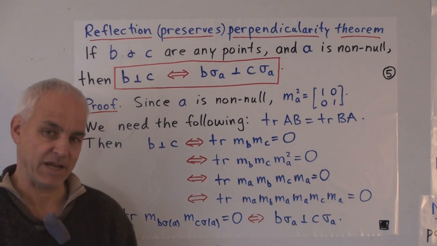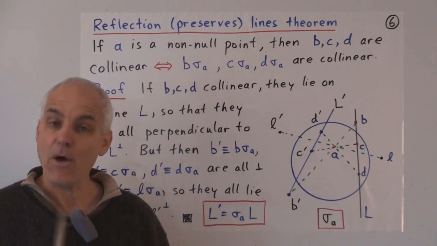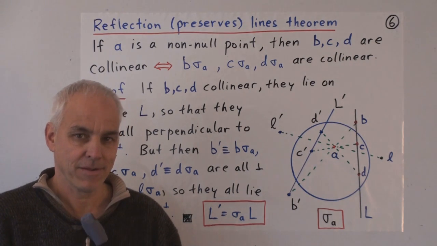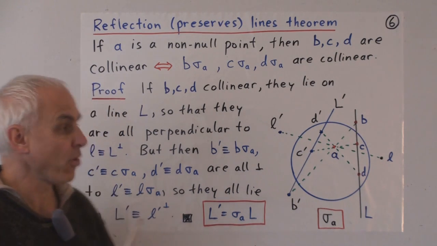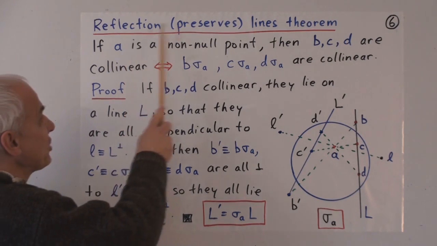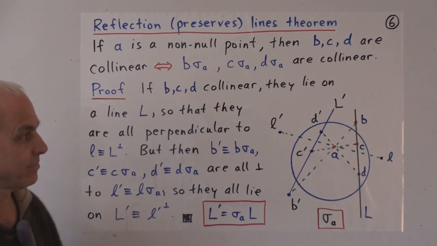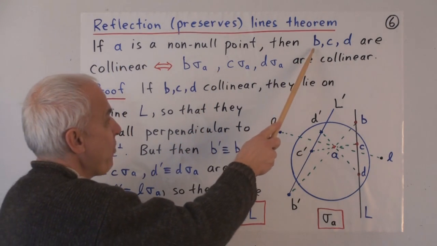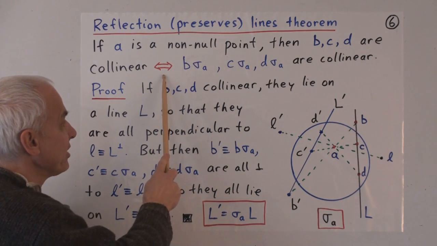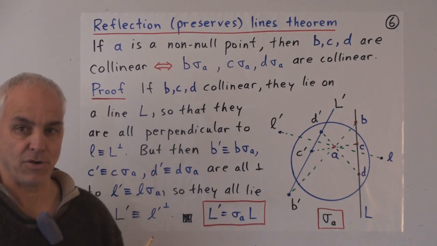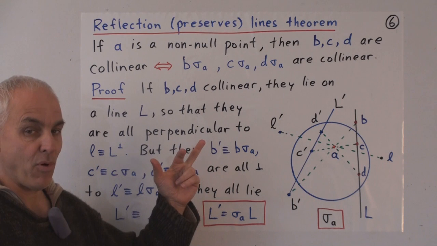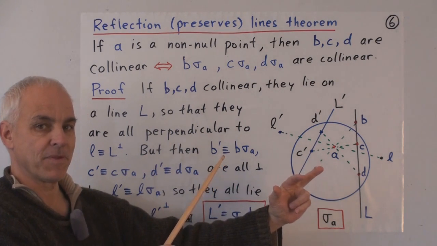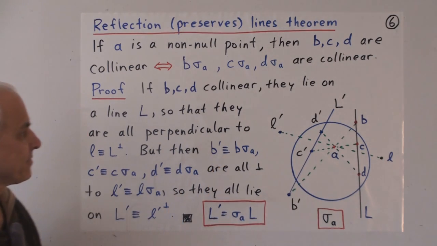Basic fact of reflections. And now I can give another proof of a result that I gave a quick proof for earlier, an important result. Let's call it the reflection preserves lines theorem. It is that if A is a non-null point, then 3 points B, C, and D are collinear precisely when the reflections in A are collinear. If you have 3 collinear points and you reflect in some point A, then those 3 points are also collinear.